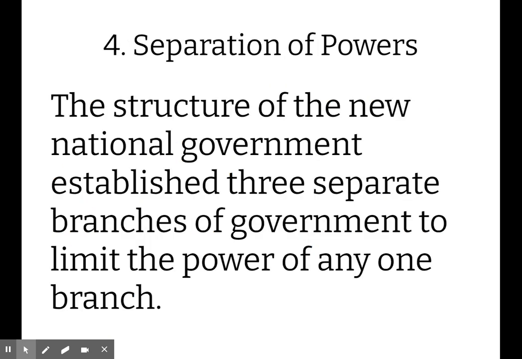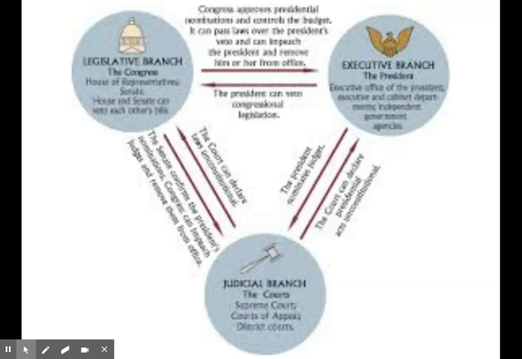Separation of powers is going to establish three separate branches of government. And they can check each branch to make sure that not one becomes too powerful. And there's a chart there that you can look at.